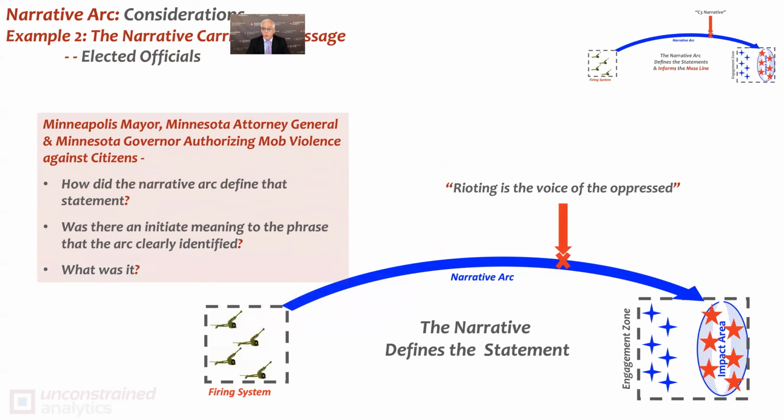So let's take a look at rioting as the voice of the oppressed that we saw as the signaling that your elected leaders were not going to stop the violence in the street. That was followed by violence in the street by those same actors. The Minneapolis mayor, the Minnesota attorney general, and the Minnesota governor authorizing mob violence against citizens. The question to ask is, how did the narrative arc define that statement? What was the initiate signal? Was there an initiate meaning to the phrase that the arc clearly identified that was communicated to the people on the street from the people who are, in theory, your elected leaders? What was that? Rioting is the voice of the oppressed.